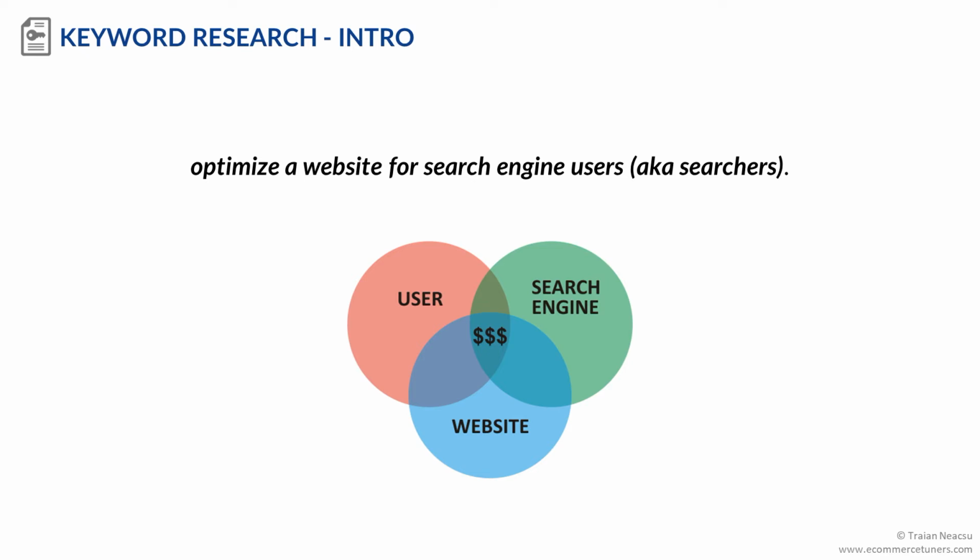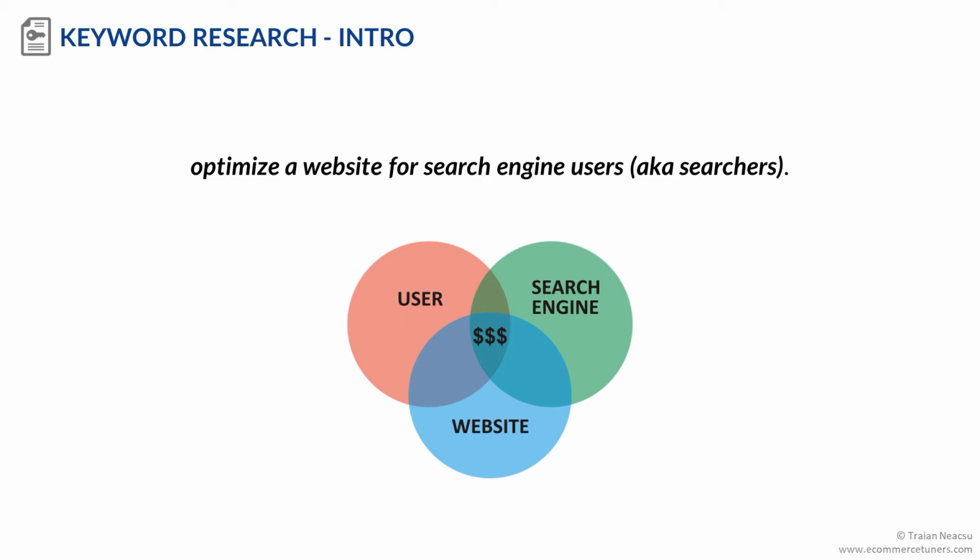The search trifecta includes three entities: the user, the search engine, and the website. A usual search experience looks like this. The user performs a search on the search engine, which leads searchers to the website, which should, in an ideal state, fulfill the user's query.